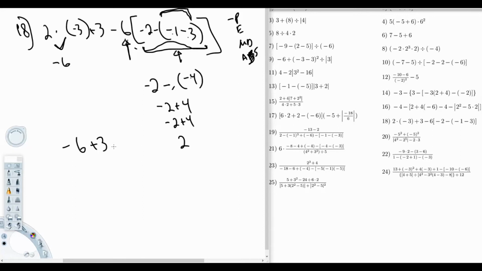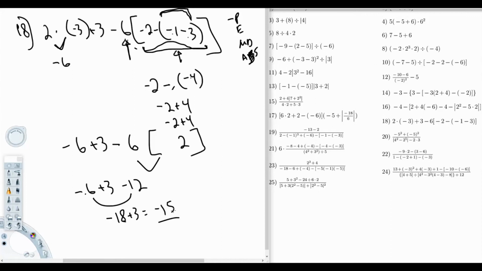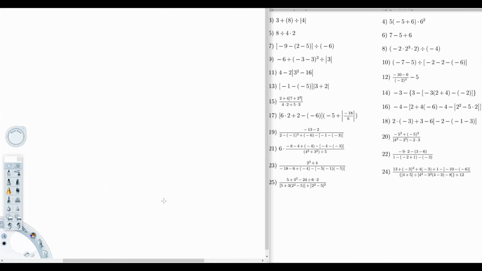Am I writing this right? Yes, plus 3 minus 6 brackets 2. It's a multiplication, so that's what we do first. Minus 6 plus 3 minus 12. And that becomes, combine the like terms, minus 6 minus 12, that's minus 18, plus 3 equals minus 15. Did I get the right answer? Yes, I did. Boom, bueno.